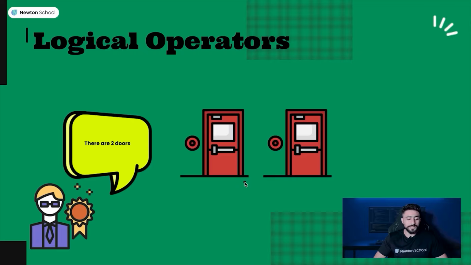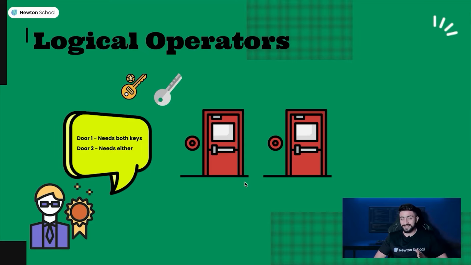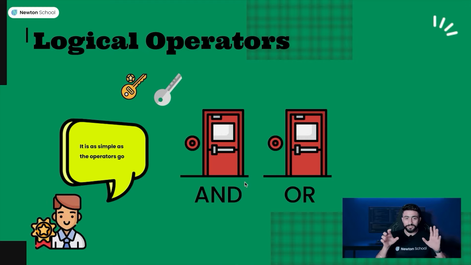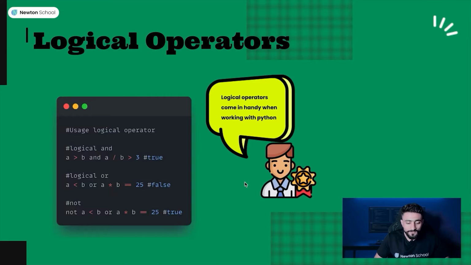For example, let's say Scotty comes, check this out, and says these are the two doors, and you have two keys, one gold key and one silver key. Door 1 needs both of the keys, golden as well as silver, and door 2 needs either. Which logical operator will be used for the keys in door 1? Just pause the video and think about it. It needs both, so it will need AND, and the other one will need OR, because any one of them will work for it. So the first one needs key 1 and key 2, the second one needs key 1 or key 2. The logical operators come in handy when working with Python.